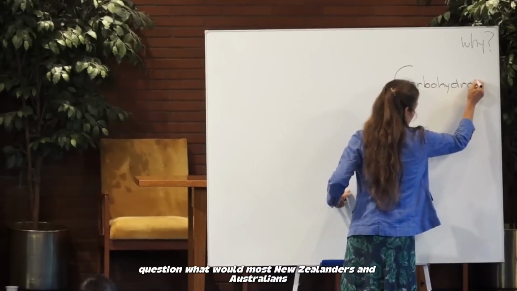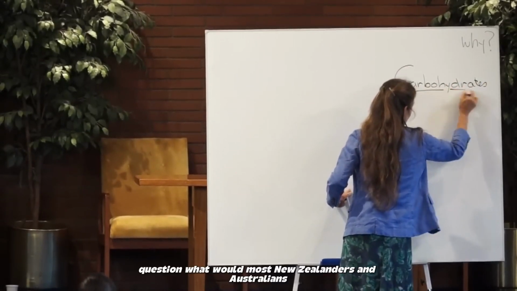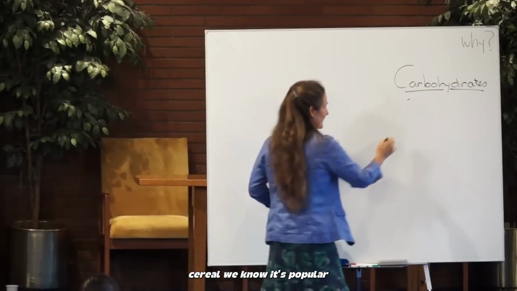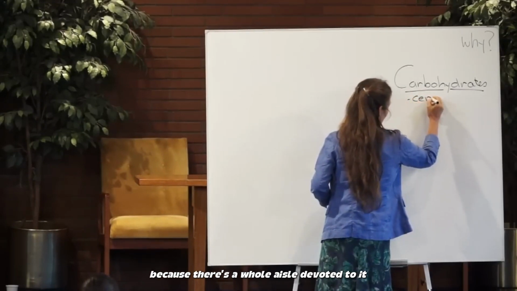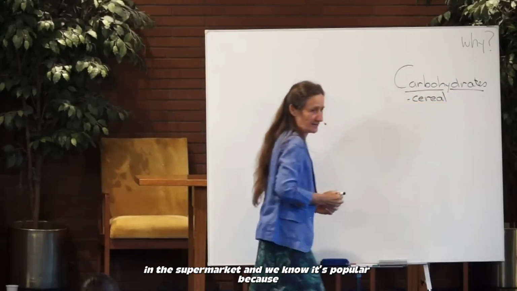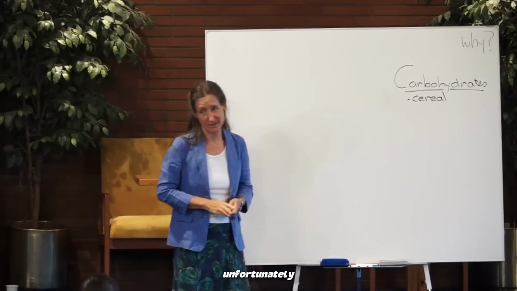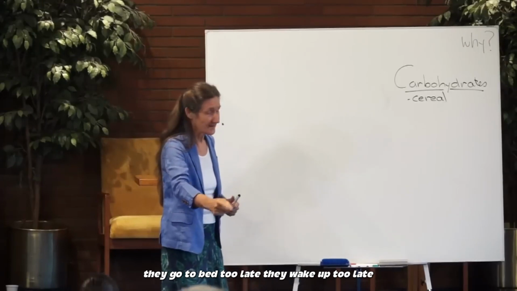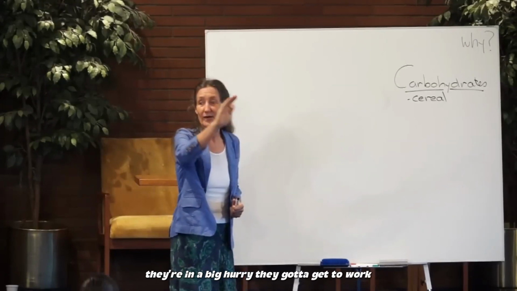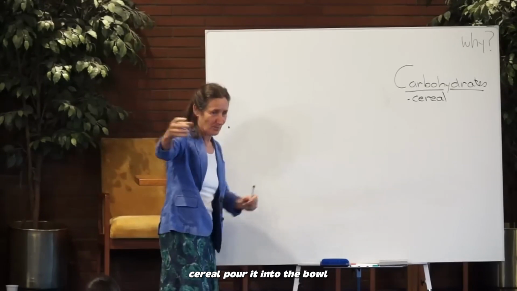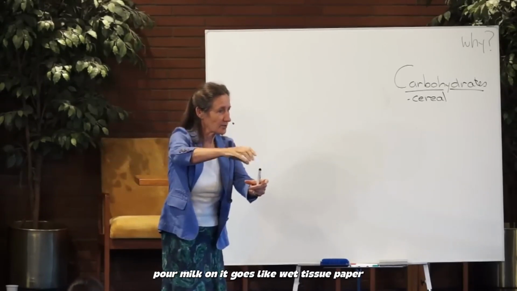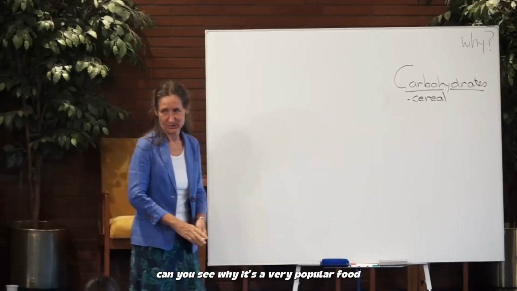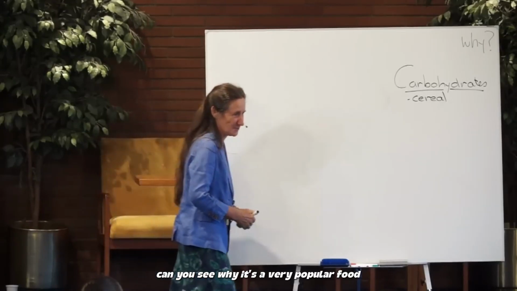Question: what would most New Zealanders and Australians have had for breakfast this morning? Cereal. We know it's popular because there's a whole aisle devoted to it in the supermarket. And we know it's popular because, unfortunately, a lot of people today are on the screens till late. They go to bed too late. They wake up too late. They're in a big hurry. They've got to get to work. Cereal. Pour it into the bowl, pour milk on it, goes like wet tissue paper, down the hatch in 10 minutes, out the door. Can you see why it's a very popular food?